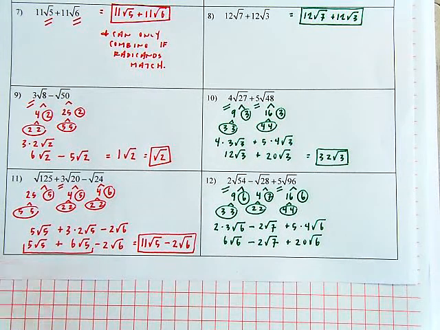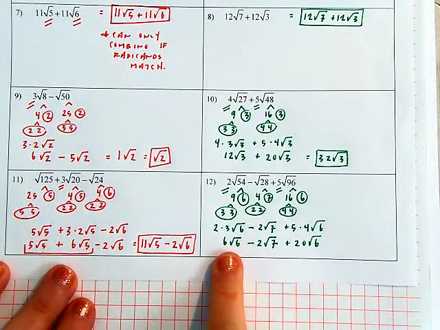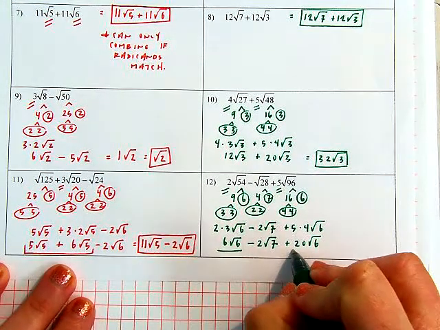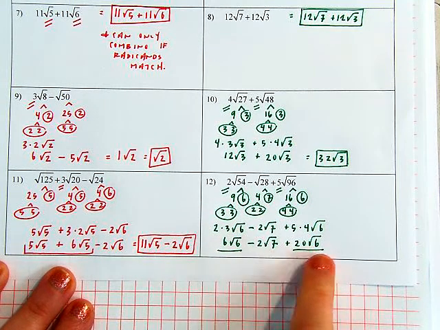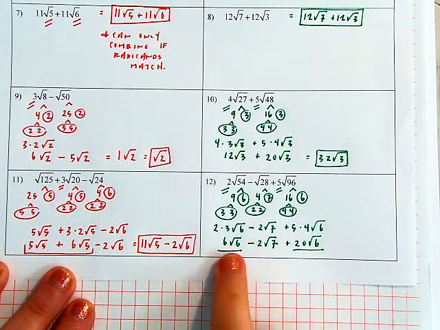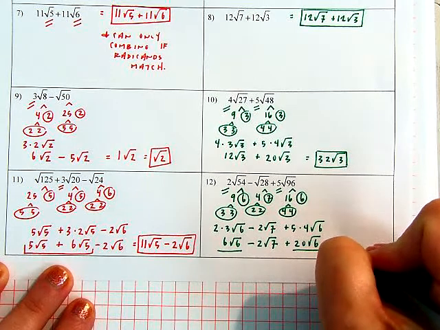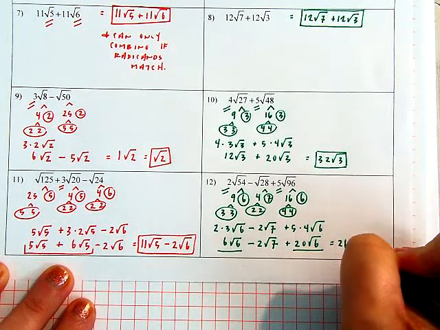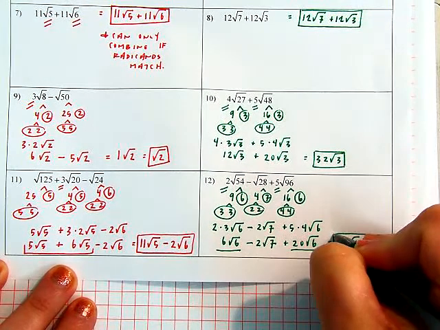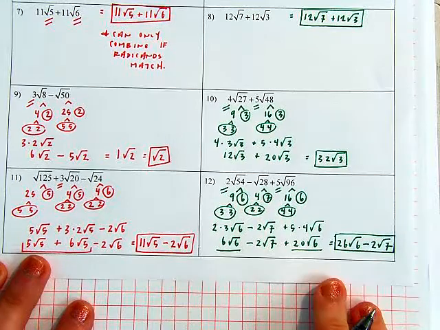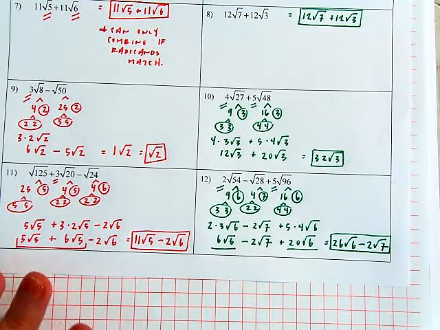So now when I look at this, I'm looking for anything that I can combine, and I see that right here, the 6 root 6 and that 20 root 6, those are like terms. They both have the same radicand, the number underneath the radical, so I can combine these two. 6 plus 20 is 26 root 6, and then minus 2 root 7. And I also just want to remind you that the order that you write them doesn't matter. So if you flipped these around, that would actually be okay. That's perfectly fine.